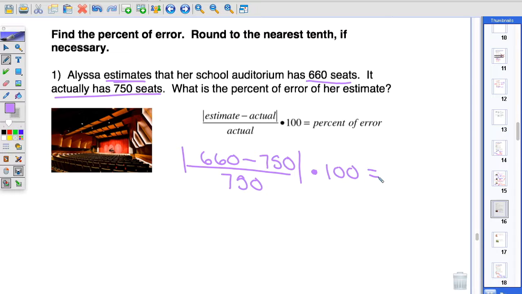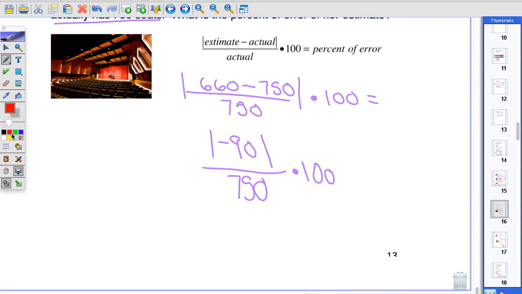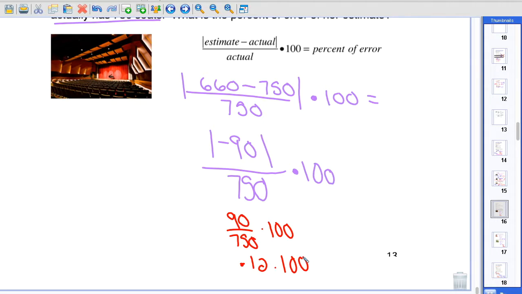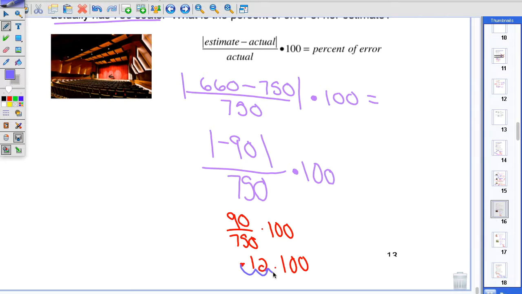We can use a calculator to subtract, and when we subtract, we get negative 90. Put it in your absolute value, and we're going to divide by 750. Multiply it by 100. Take the absolute value of the negative 90, so that is 90 divided by 750 times 100. 90 divided by 750 gives you 0.12 times 100. When you multiply by 100, it moves your decimal 2 places to the right. So that is 12. Add your percent sign, 12% error.